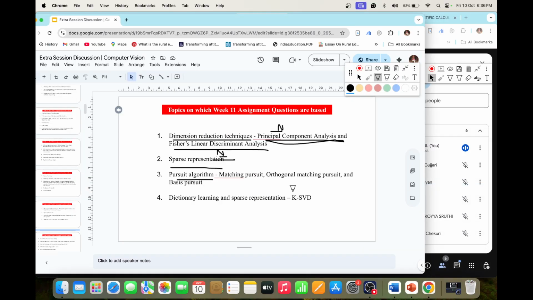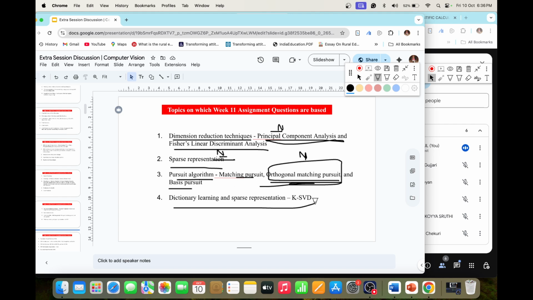Then pursuit algorithm, we have three types of pursuit algorithm: matching pursuit, orthogonal matching pursuit, and basis pursuit. Out of these, the one that is very important from a numerical point of view is orthogonal matching pursuit. A pursuit algorithm is nothing but a way to get a good approximation of your sparse representation. So orthogonal matching pursuit is important from your numerical point of view, so please go through it. Others you can also see, but for numerical, go through this in detail.